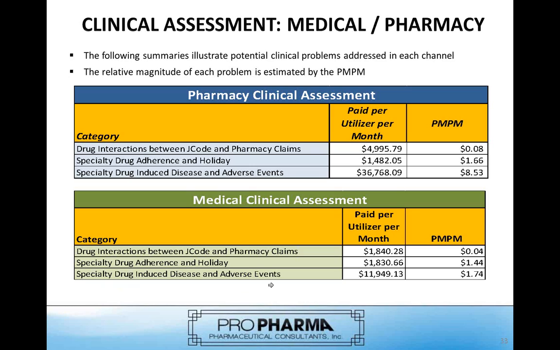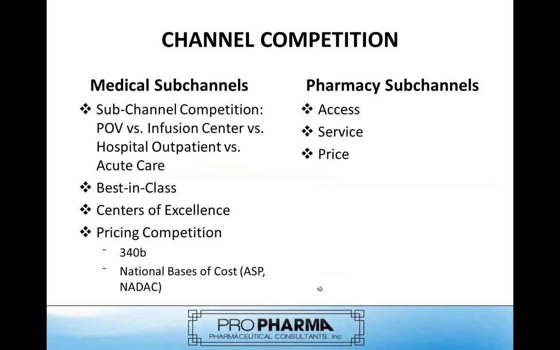Well, how do you know that it's a drug-induced disease and adverse event? And the answer is that one, it's coded in the claims. Two, it allows you to see how different providers are managing this so that you can, once again, look at best-in-class and centers of excellence as to who is doing a better job. But you can also see it's not just a pharmacy problem or a medical problem, it's a problem that occurs in both.